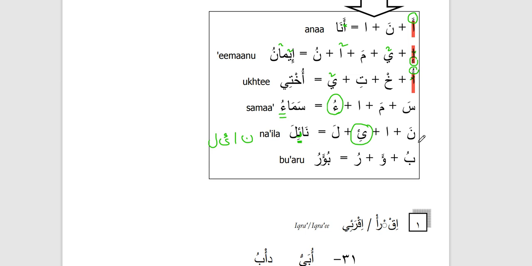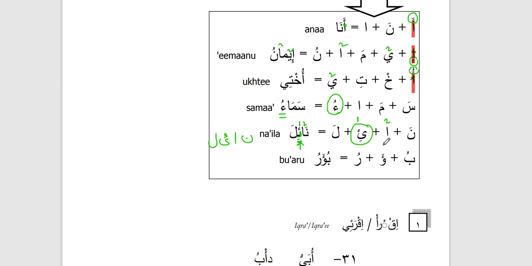So how are you going to read? Na-ila. You don't have to prolong the sound. It just has one count. Na here is the prolongation of the sound noon. Na-ila. You have to be very fast here. No counts, only one count. Here in the long vowel, I have two counts. So na-ila.